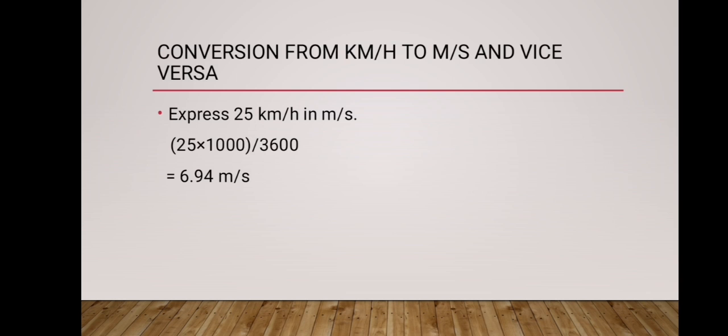Before we move on to the word problems, let's have a look at how we convert speed from kilometer per hour to meter per second and vice versa. So if we are asked to express a speed of 25 kilometer per hour in meter per second, let's have a look how we will do that. As we know, in 1 kilometer there are 1000 meters and in 1 hour there are 3600 seconds. So in order to convert this 25 kilometer per hour into meter per second, we will multiply this number by 1000 and we will divide this by 3600. So if you simplify the whole thing, you will get 6.94 meter per second.